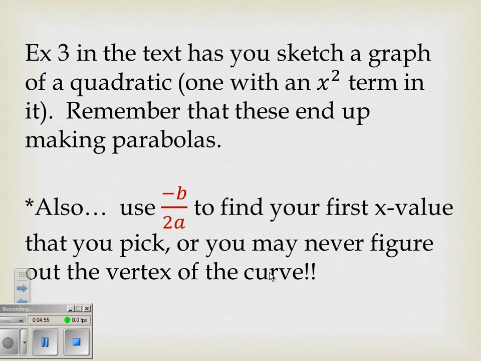So in your notebooks, because we're going to be doing some graphing of these parabolas by hand, not on your calculator all the time, you should probably make this special note that to find that middle value for your vertex, use negative b over 2a.